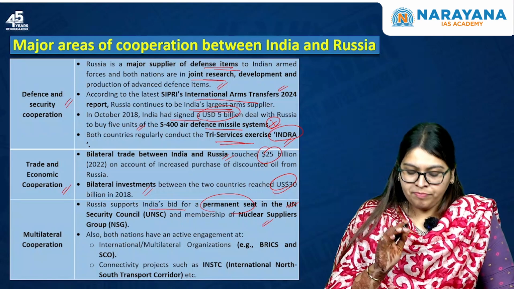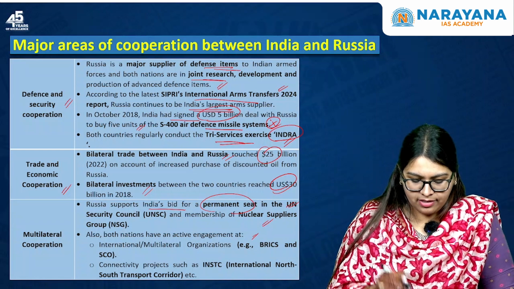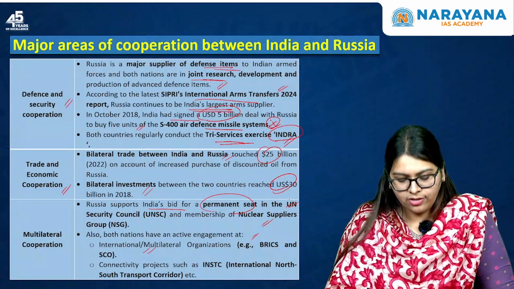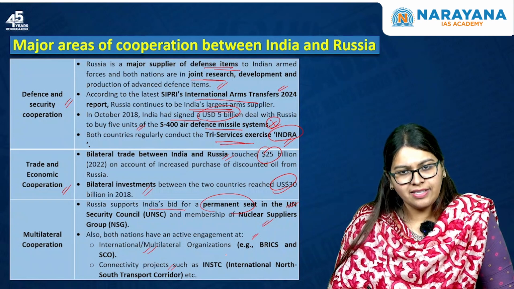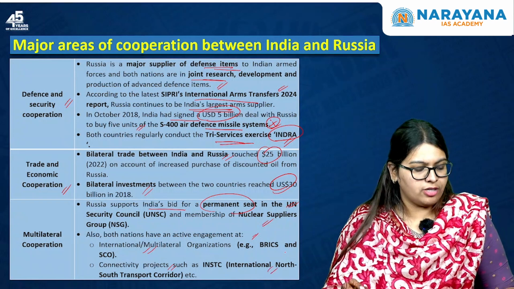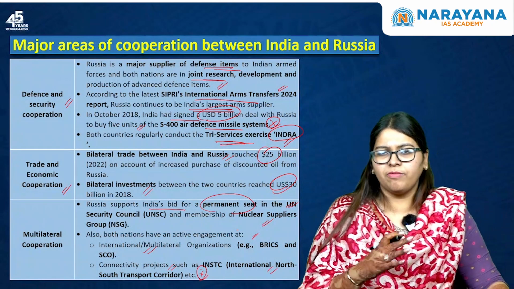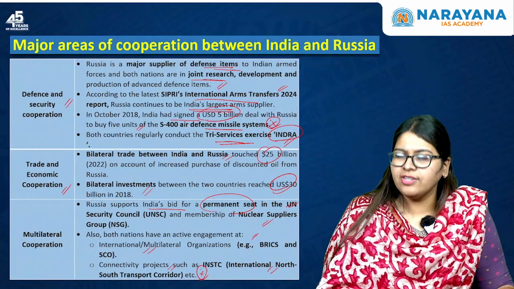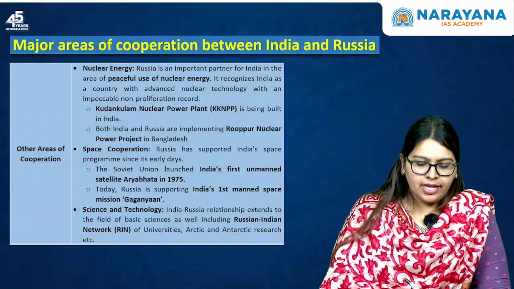And also, both the sides have an active engagement at the SCO as well as the BRICS, that is international multilateral organizations. These are as well as in the connectivity projects like the INSTC, that is the International North-South Transport Corridor. Here, this is also important as you have to know the extent, the stretch from where to where it is, what are the advantages economically that it will give to India, etc. Next one, other areas of cooperation.